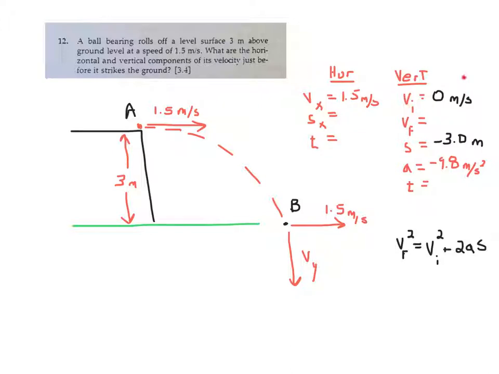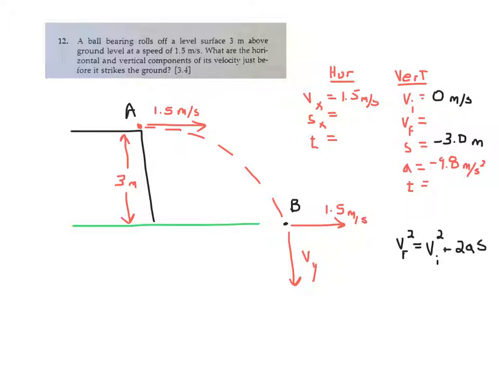So, after you've drawn these diagrams and established A and B, you set up your two columns for your horizontal and vertical motions. Horizontally here, we're not going to be doing much with this. I'll talk about that more in a little bit, but it's good practice to write that in there. This 1.5 meters per second goes into the horizontal column for its horizontal velocity.